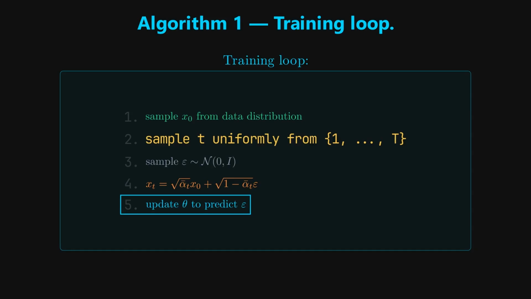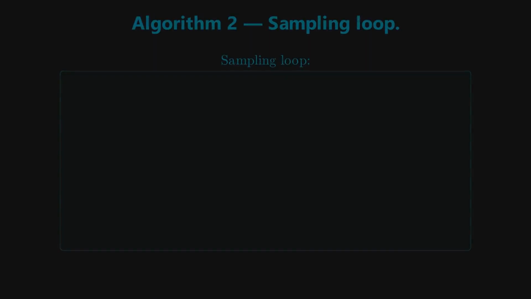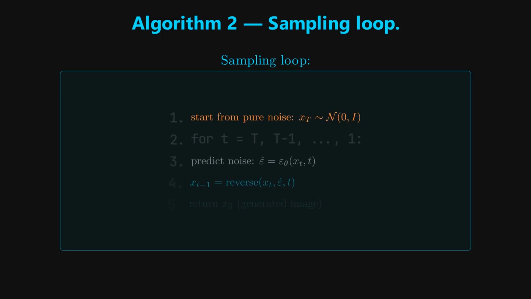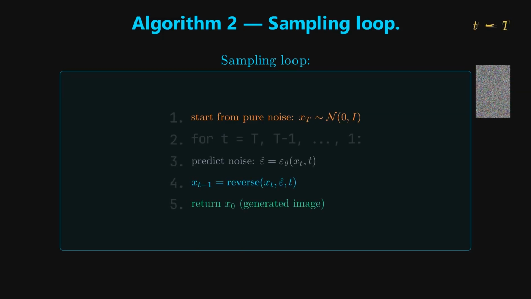Now the training objective becomes very clean. We sample an image x0. We sample a time step, t. We sample noise epsilon. We construct xt using the shortcut. Then we feed xt and t into the neural network epsilon theta and ask it to predict epsilon. The loss is simply the squared error between the true noise and the predicted noise. That is the simple diffusion loss.